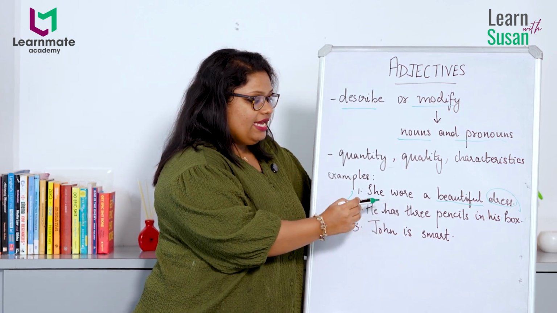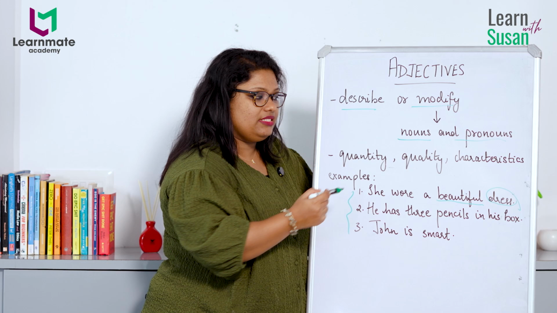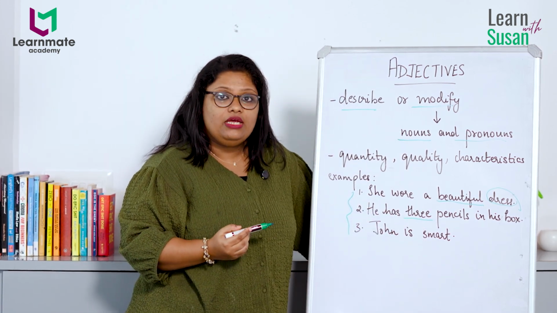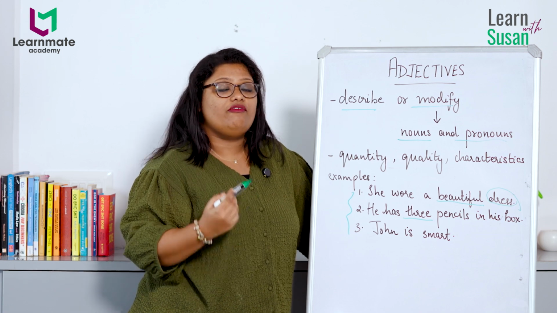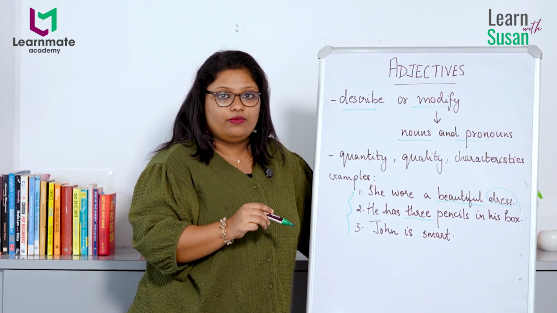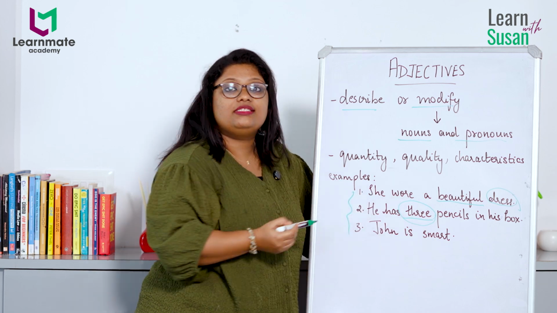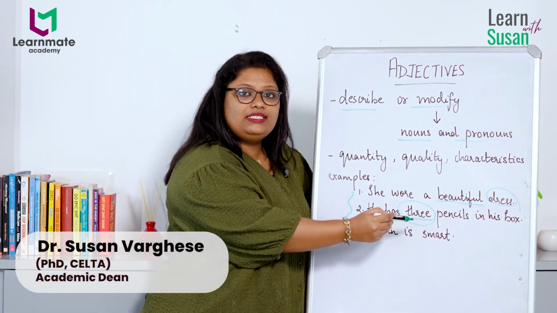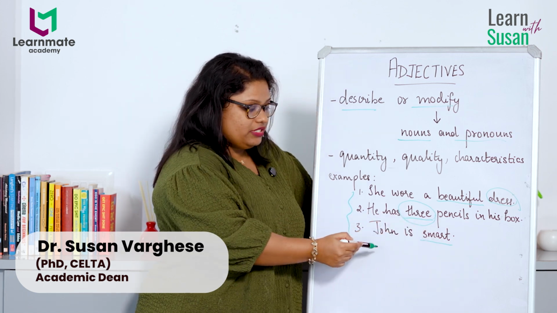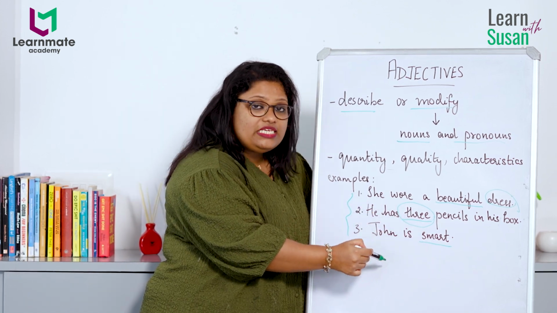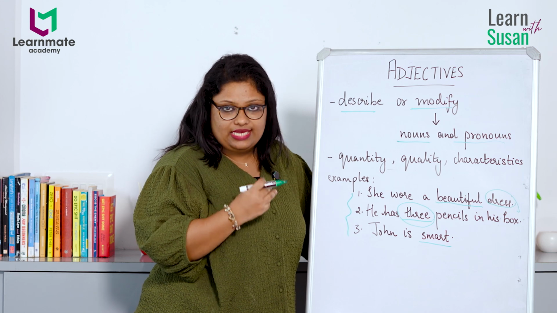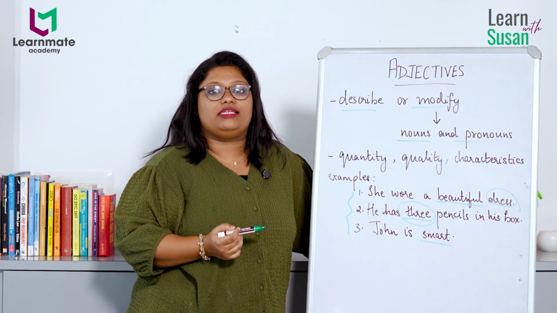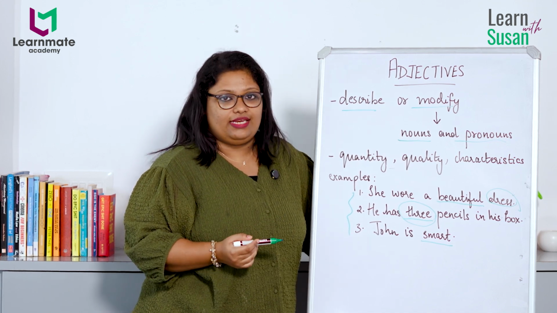Now the next one: he has 3 pencils in his box. Here I am using the word 3 to describe the number of pencils he has in his box, so 3 acts as an adjective. Similarly, John is smart. I am describing the quality that John has in him, which is his smartness. This is how you identify adjectives in English sentences.